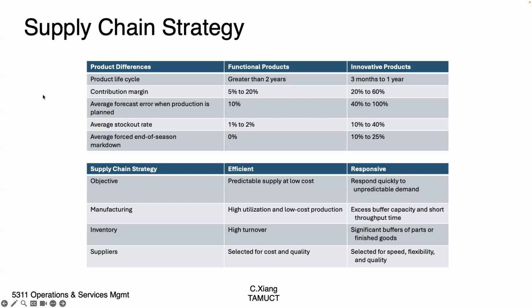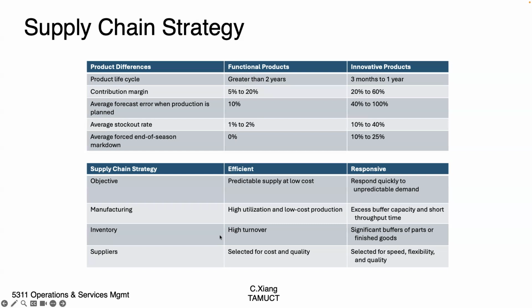Corresponding to these product characteristics are two broad supply chain strategies: efficient and responsive. These strategies are designed to match the nature of the products. Okay, so an efficient supply chain focuses on cost minimization. To achieve low cost, operations must be highly predictable. In manufacturing, this means emphasizing high utilization of the production resources, standardized processes, and stable production plans.